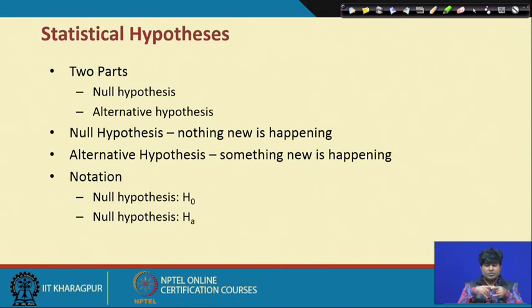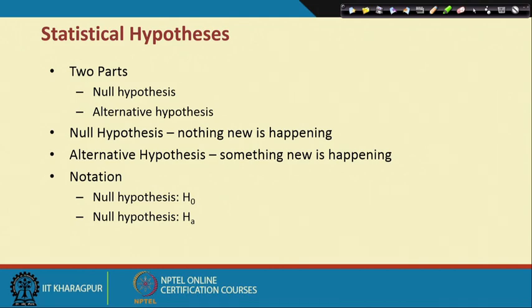So, the first one is called the null hypothesis, then the counterpart is called the alternative hypothesis. In the case of the null hypothesis, the idea is that it is nothing new, or in the case of the alternative hypothesis there is something new. So, that means no new things are happening, or something new is there. So, we like to check the difference, whether it is a fact or not a fact.